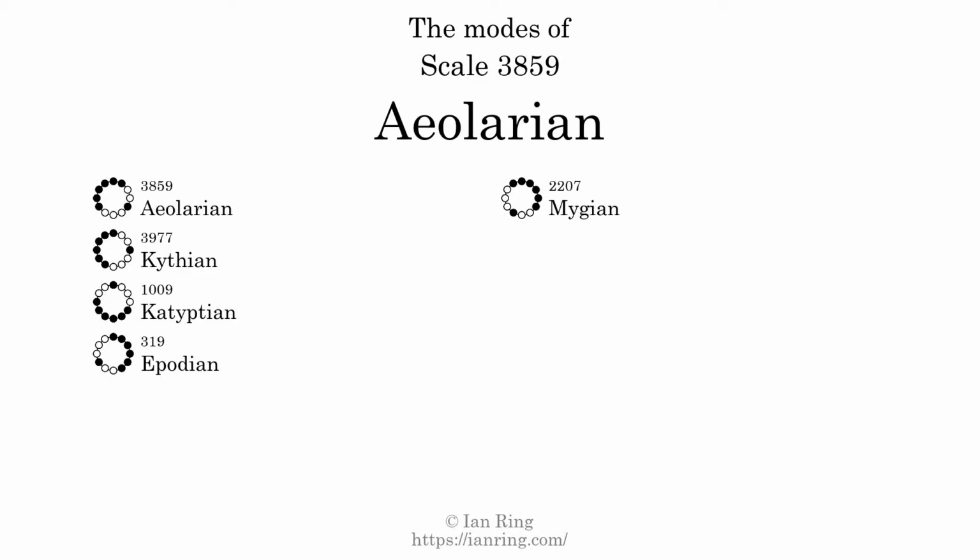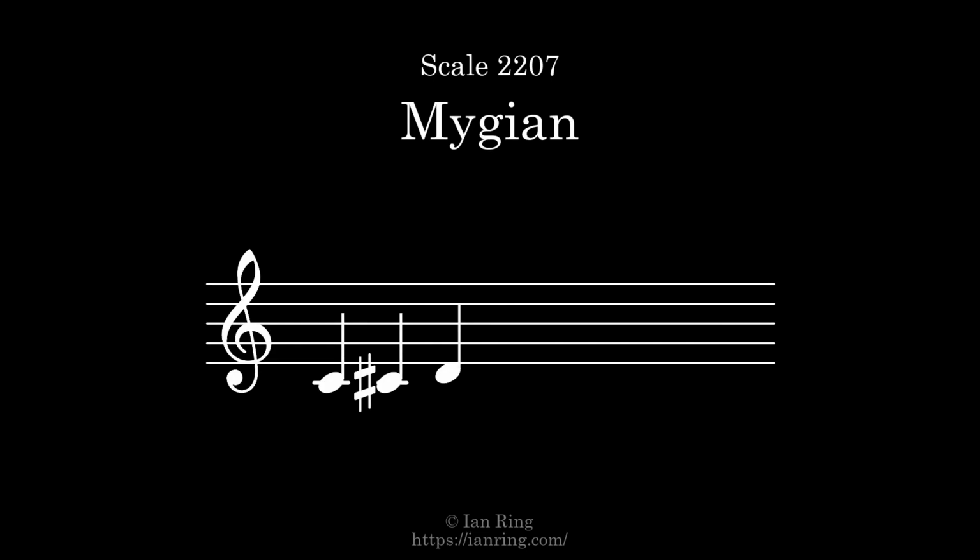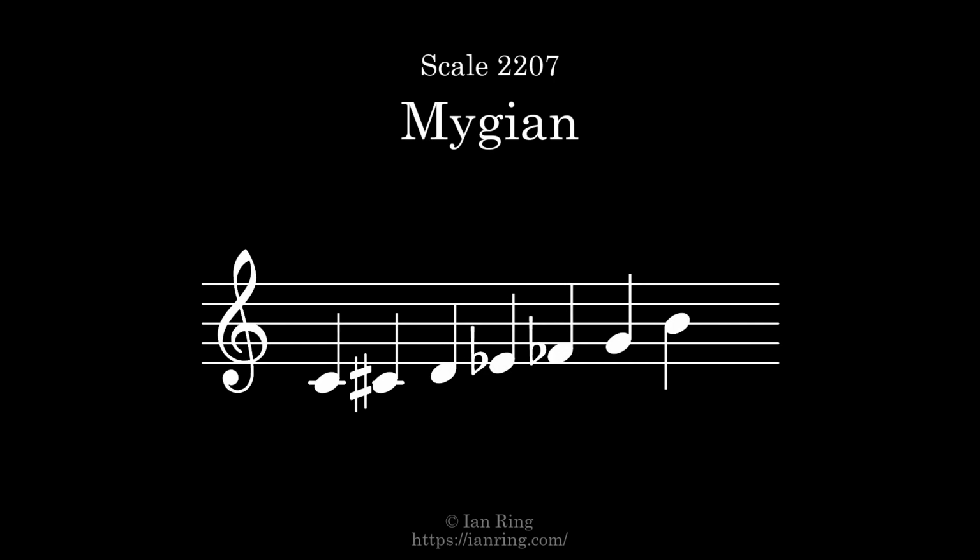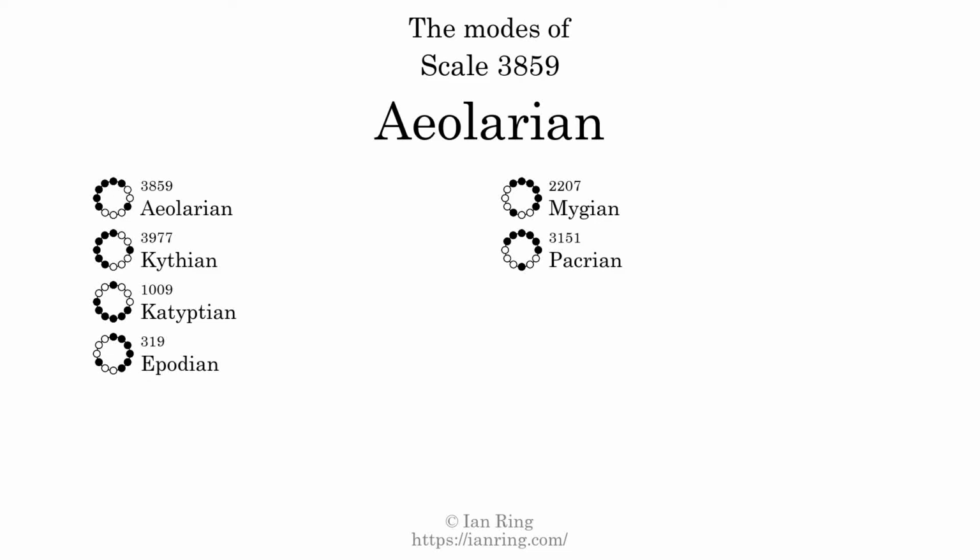The fifth mode is scale 2207, also known as Mygian. It sounds like this. The sixth mode is scale 3151. Also known as Pakrian. It sounds like this.